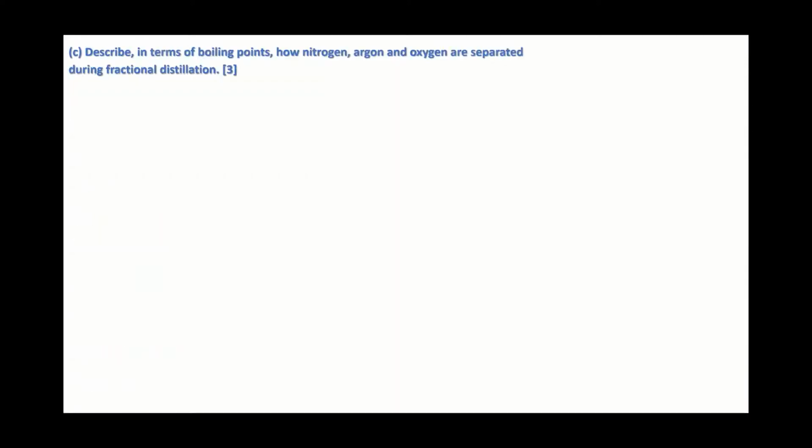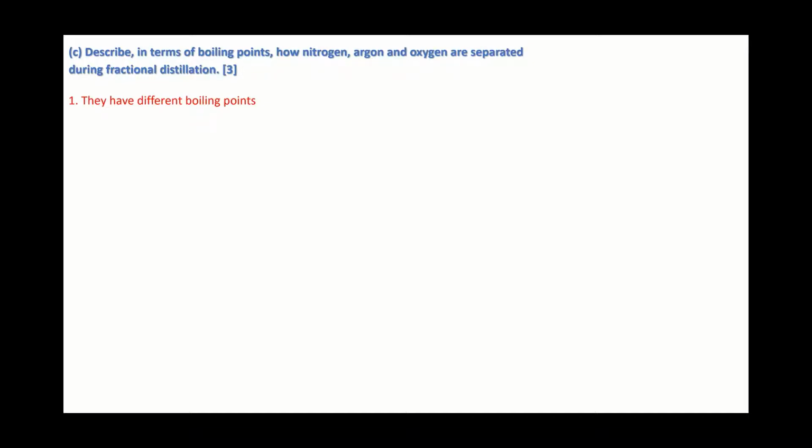Going on to part C then, it asks you to describe how nitrogen, oxygen and argon are separated by fractional distillation in terms of their boiling points. Firstly, you must state that it's because the gases have different boiling points to begin with; this is the major reason why they can be separated by fractional distillation. Your next point to make is based on the data given in the question. It shows that nitrogen has the lowest boiling point, which means that it will evaporate off first from the liquid as it starts to heat up.